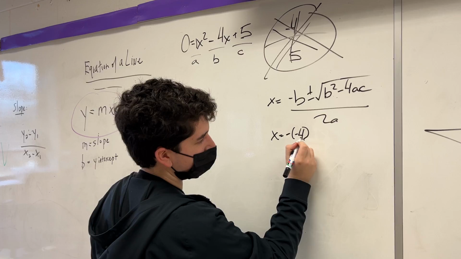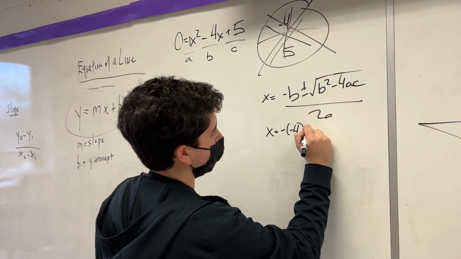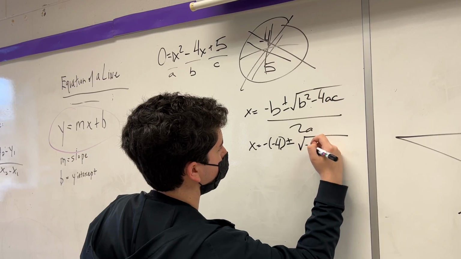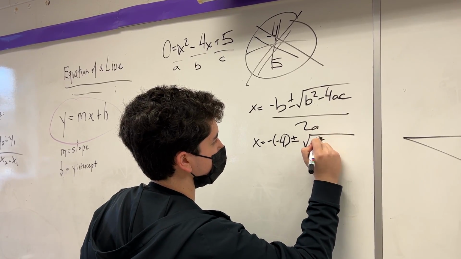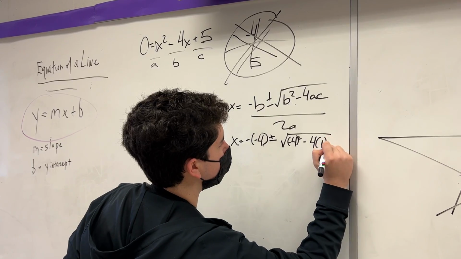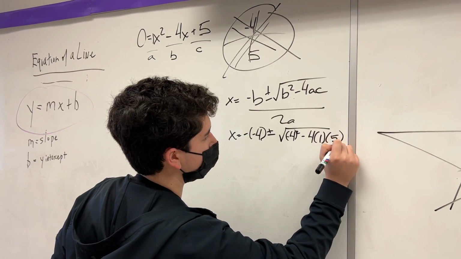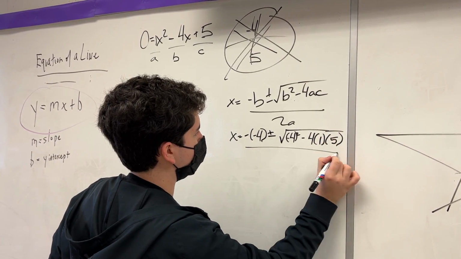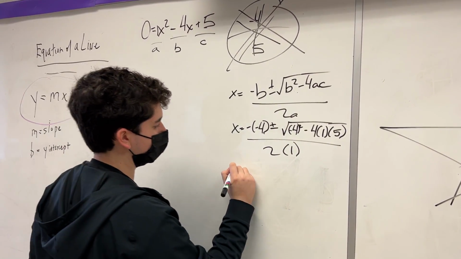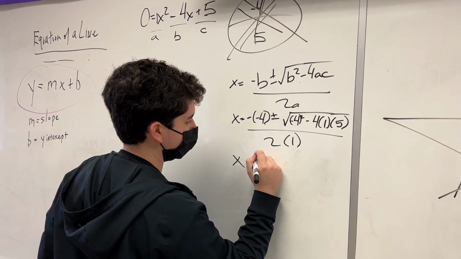The opposite of -4 would come out to a +4. Then we're going to have b squared, which is -4 squared, minus 4 times 1 times 5, all over 2 times 1. So we're going to do the math, and it's going to be 4.